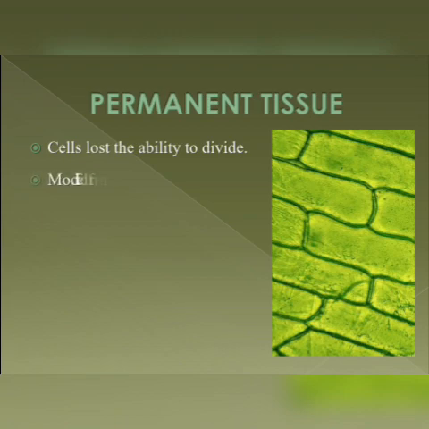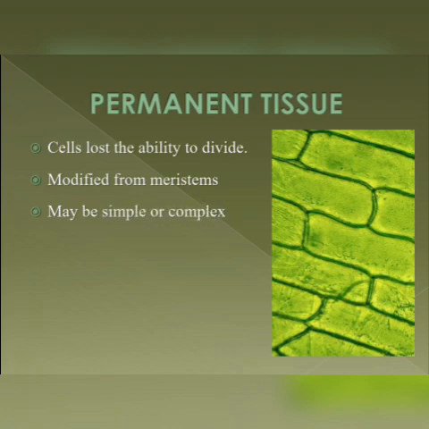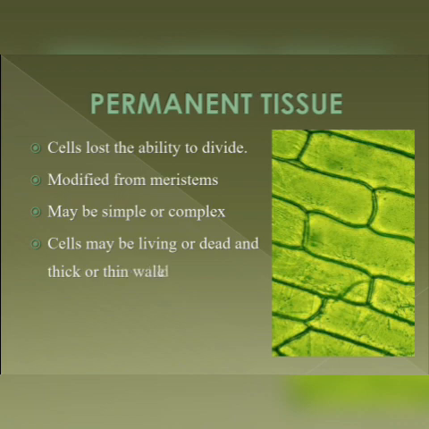Meristems modify to form permanent tissue. So, it is modified from meristem. Permanent tissues can be categorized as simple or complex. And in this type of tissue, cells may be either living or they may be dead.